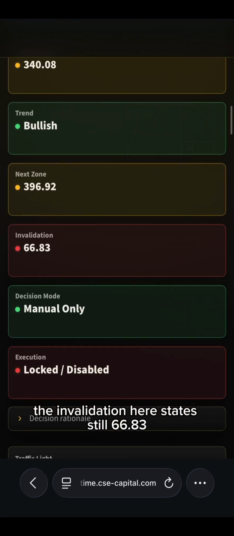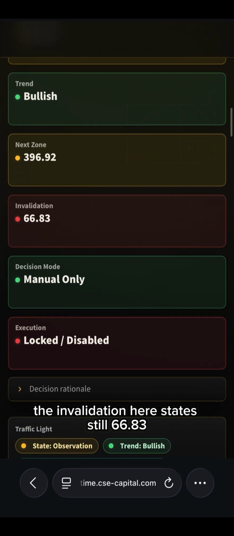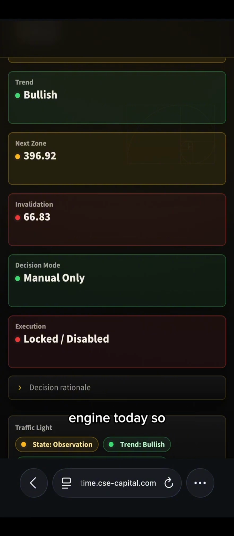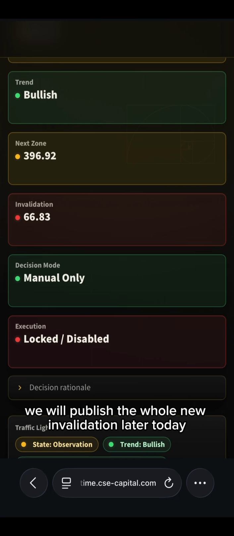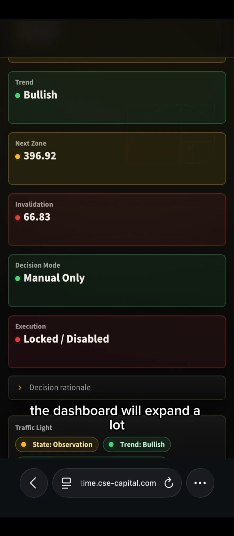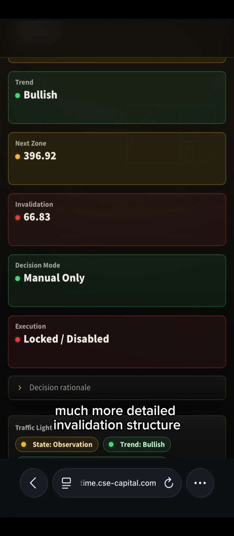The invalidation here still states 66.83, and we are working on a whole new invalidation engine today. So we will publish the whole new invalidation layer today. The dashboard will expand a lot with a much more detailed invalidation structure.